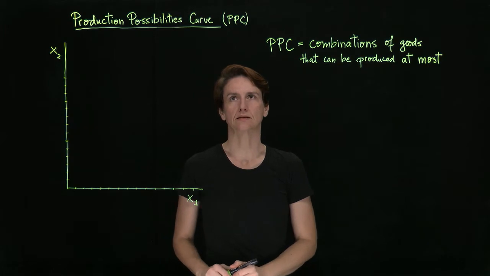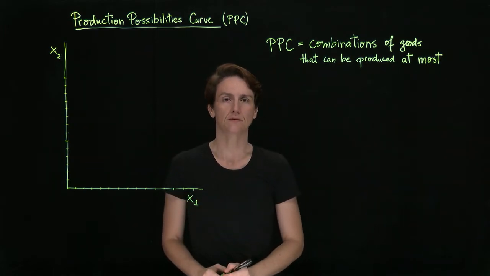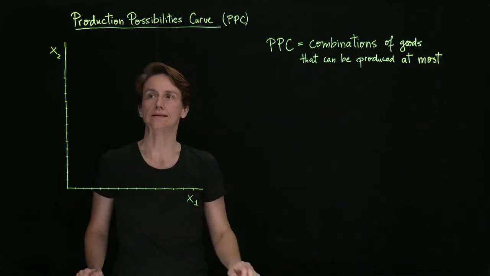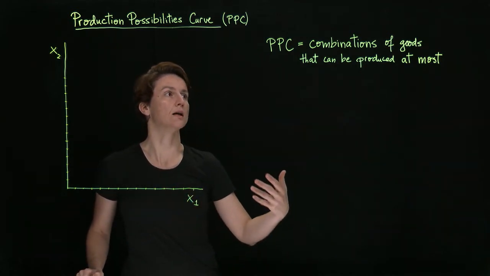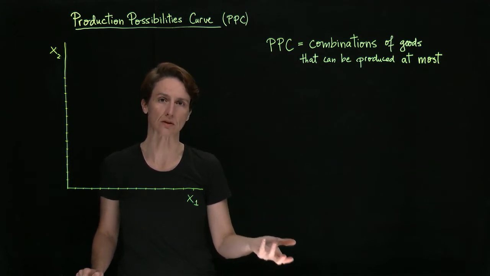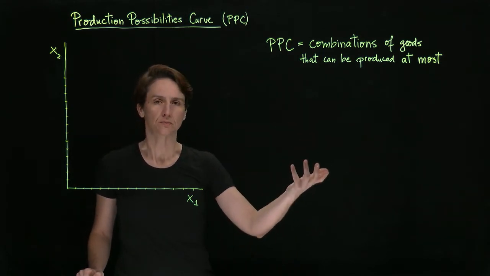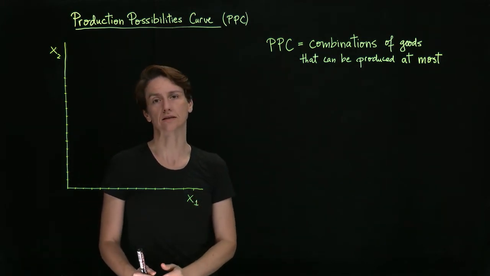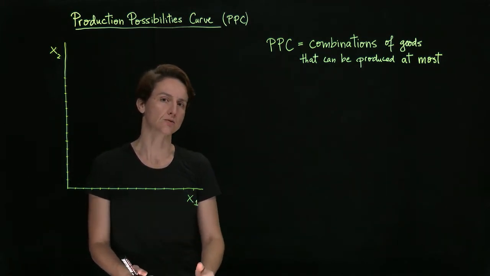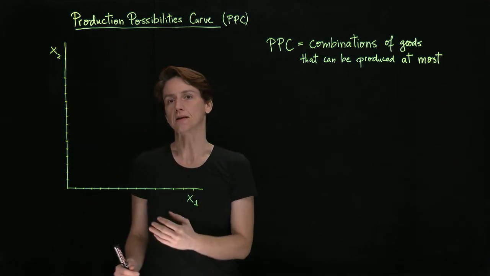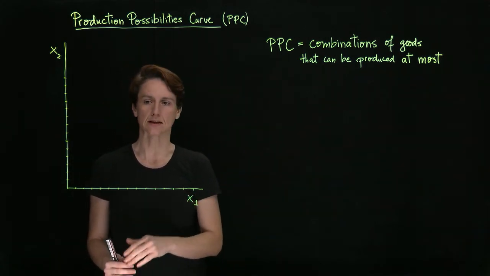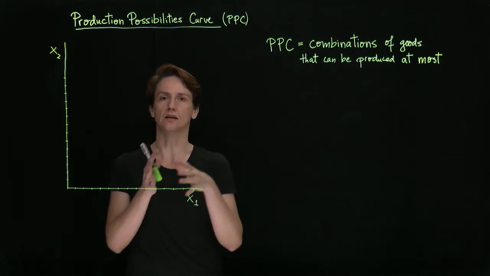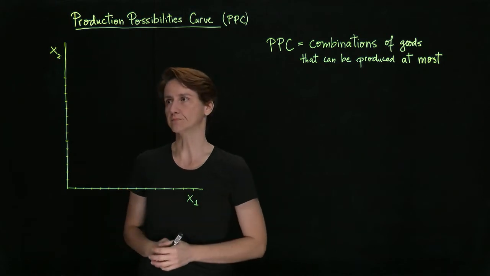The production possibilities curve, often abbreviated PPC, shows all the combinations of good 1 and good 2 that can be produced at most, so while making full use of available resources. Produced by whom? Well, we can define this at the level of an individual worker, or at the level of a firm, or a country, and so on. So let's start by looking at individual workers or firms and see what the PPC will look like at the country level, so at the multi-producer level.